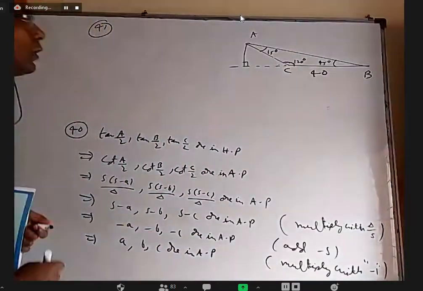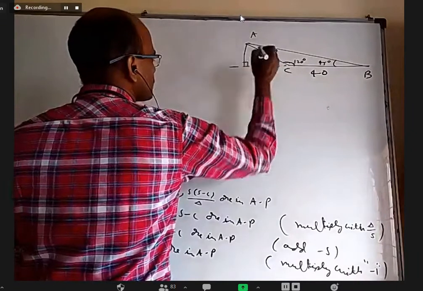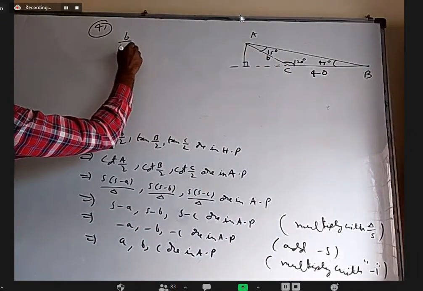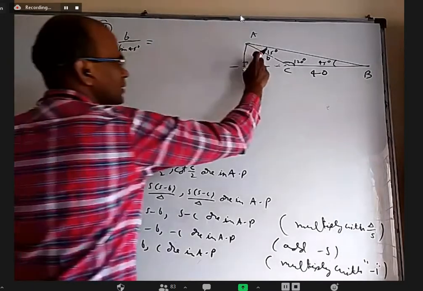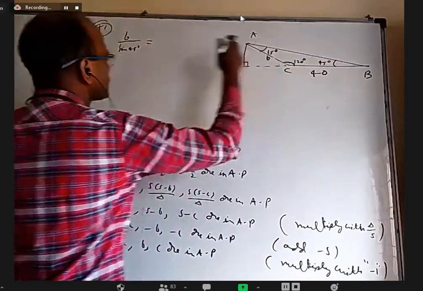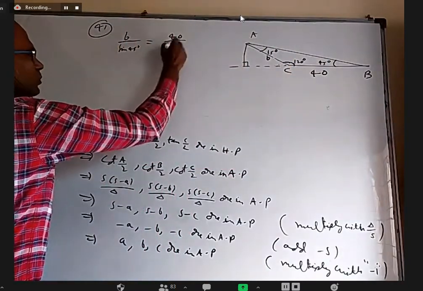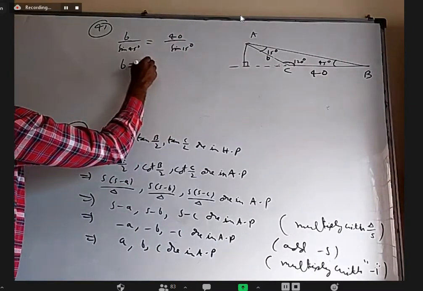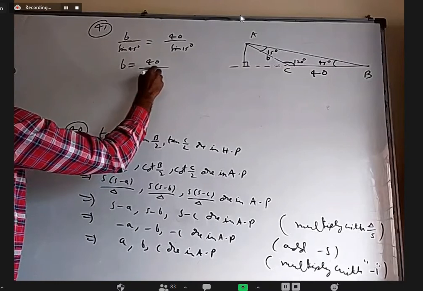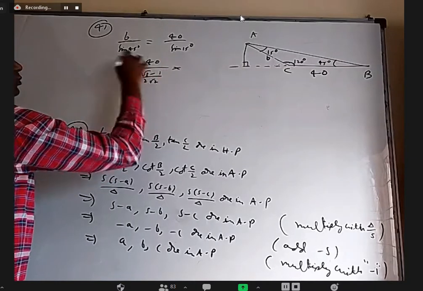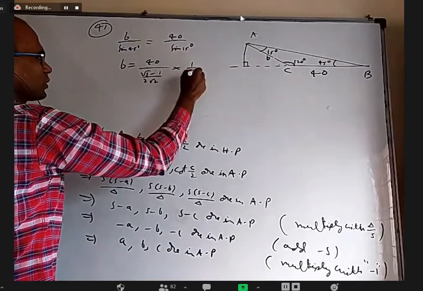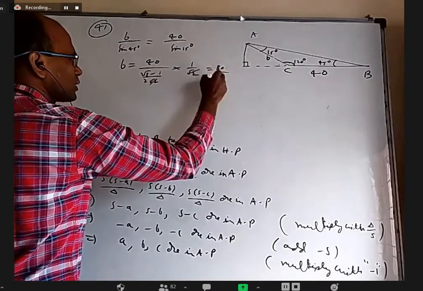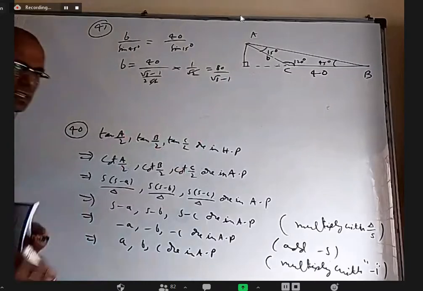Okay, so first of all, I have to find this small b. So I want to use the sine rule. B by sine 45 degrees, this side by sine of this equals this side by sine of this, 40 by sine 15 degrees. So b will come 40 by sine 15, which is root 3 minus 1 by 2 root 2, and sine 45 is 1 by root 2. Root 2 will cancel. 80 by root 3 minus 1. If required, I'll rationalize it later.